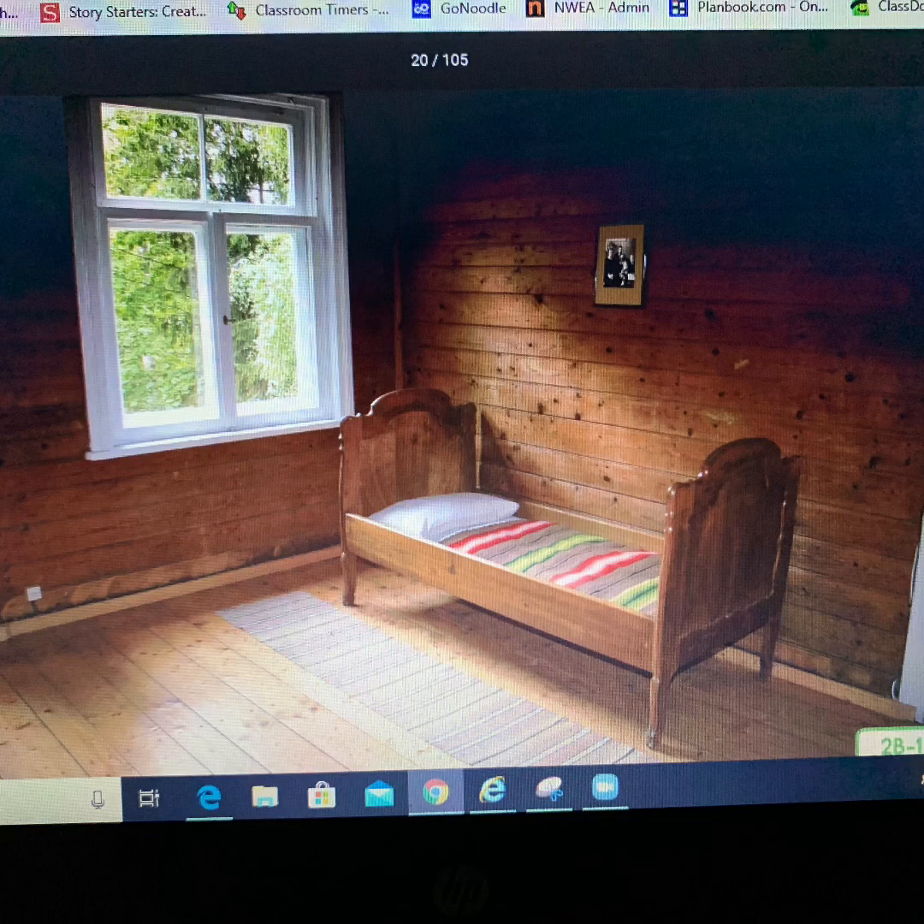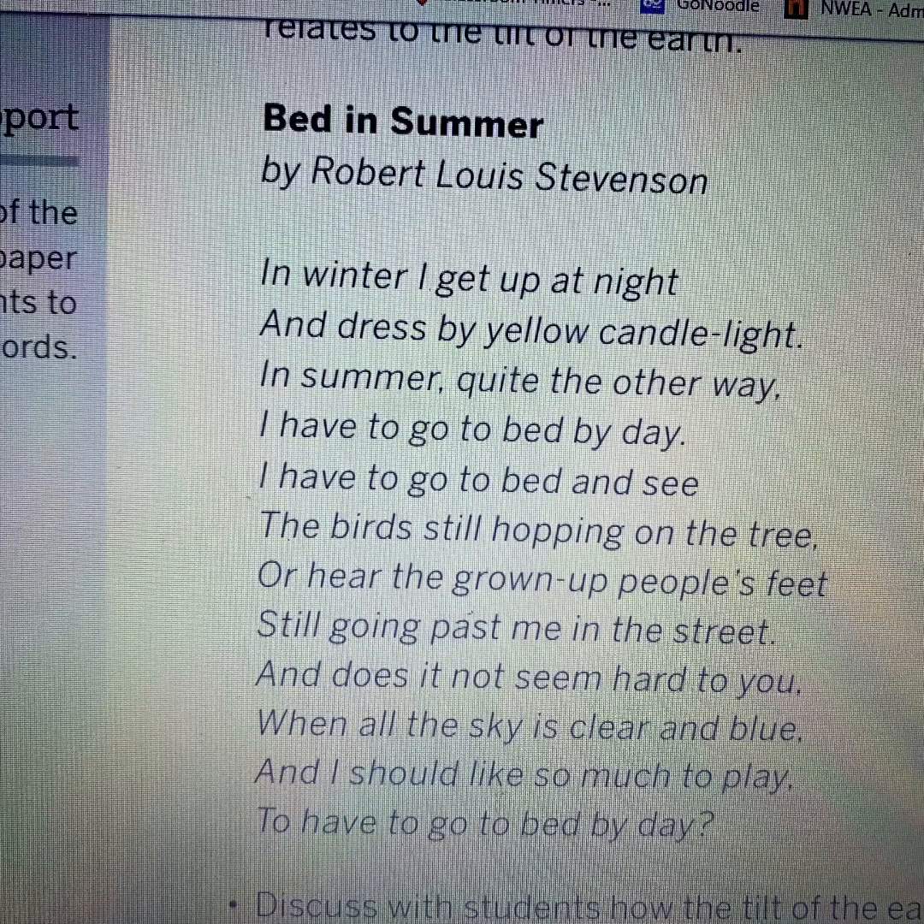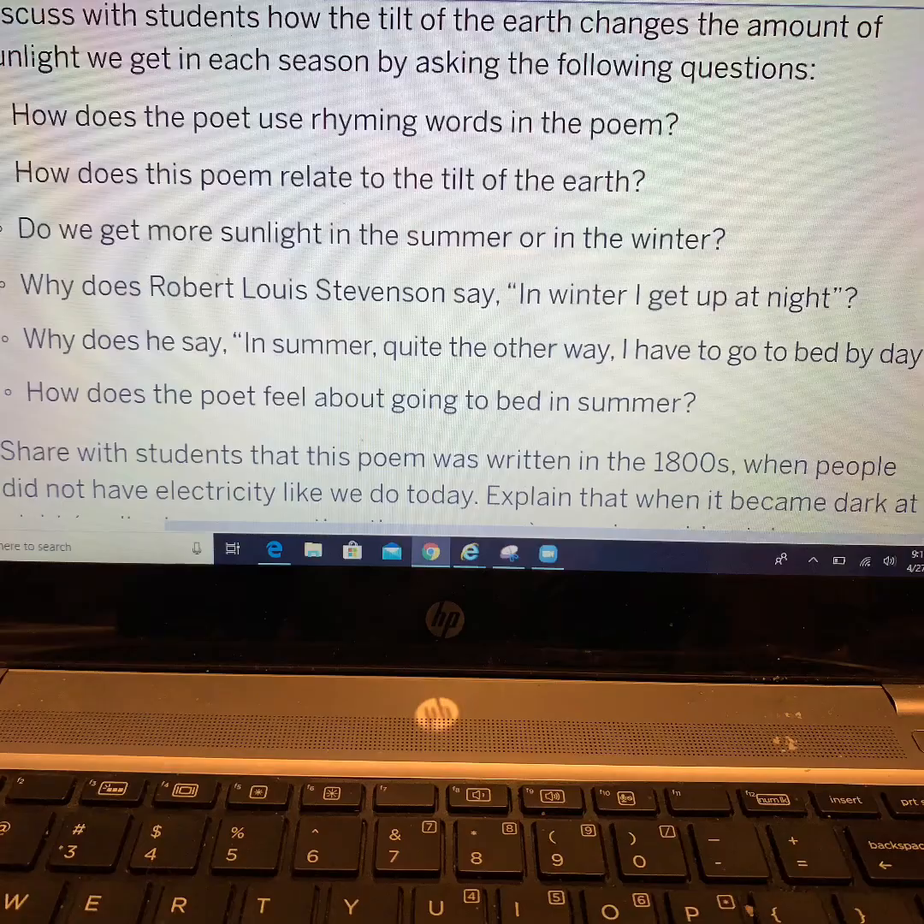This poem was written in the 1800s when people did not have electricity like we do today. When it became dark at night, earlier in seasons other than summer, people could not do as many things with just the light of candles, and so they often went to bed earlier. Here is a copy of the poem for you to look at.